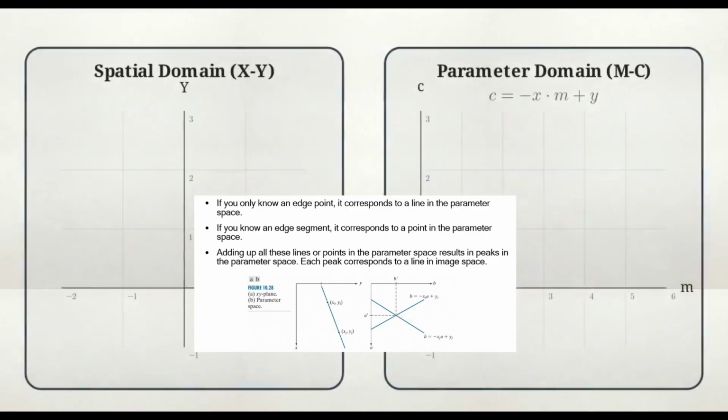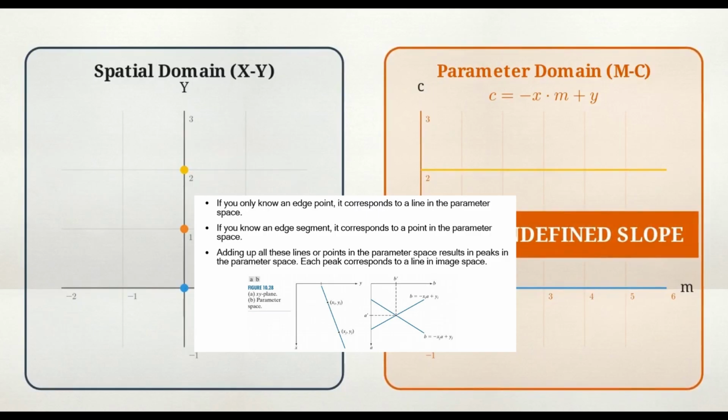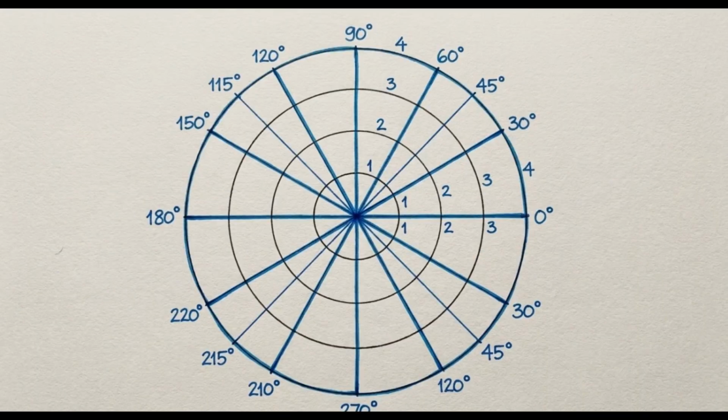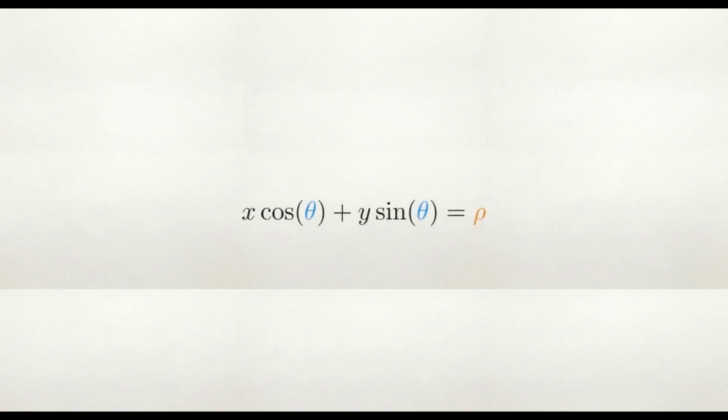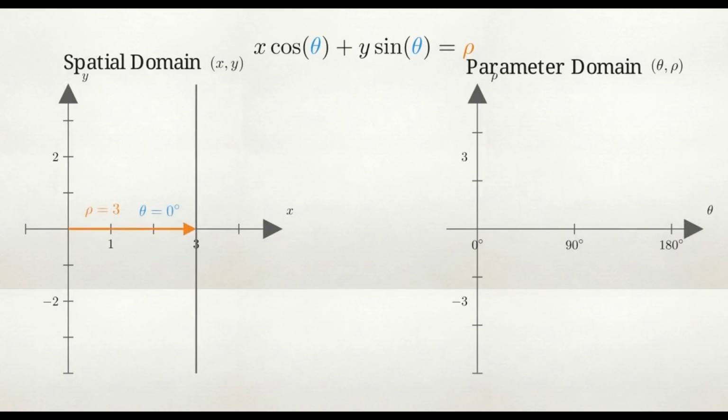As a line becomes vertical, its slope approaches infinity. This breaks the bounds of the mc parameter space and prevents the algorithm from functioning. To make the algorithm robust across all angles, we must represent the lines using polar coordinates. The polar equation is x cosine theta plus y sine theta equals rho. This tracks the angle, theta, and the perpendicular distance from the origin, rho.